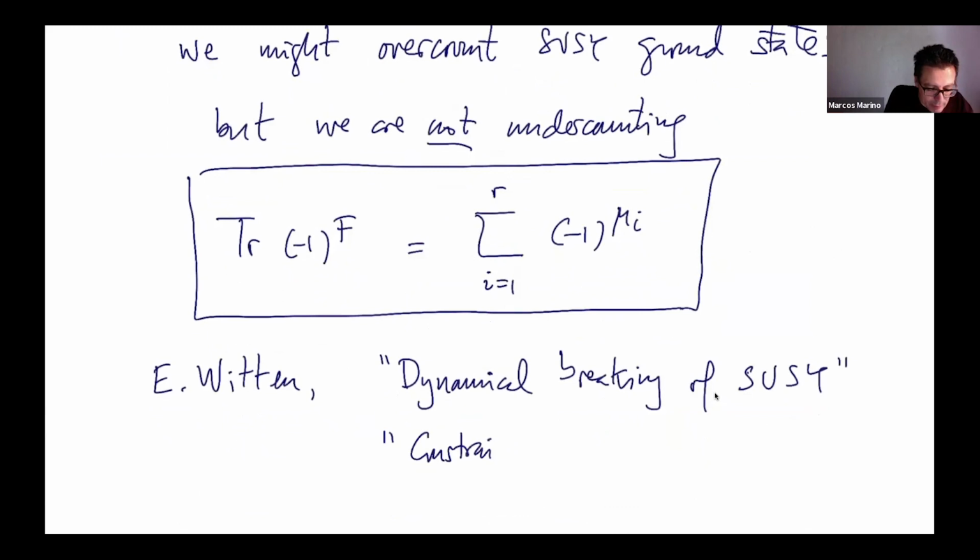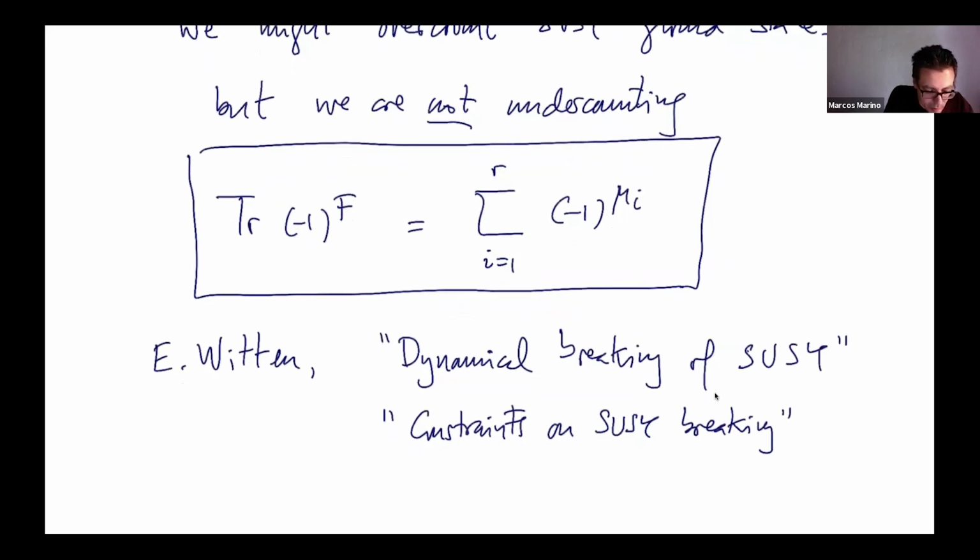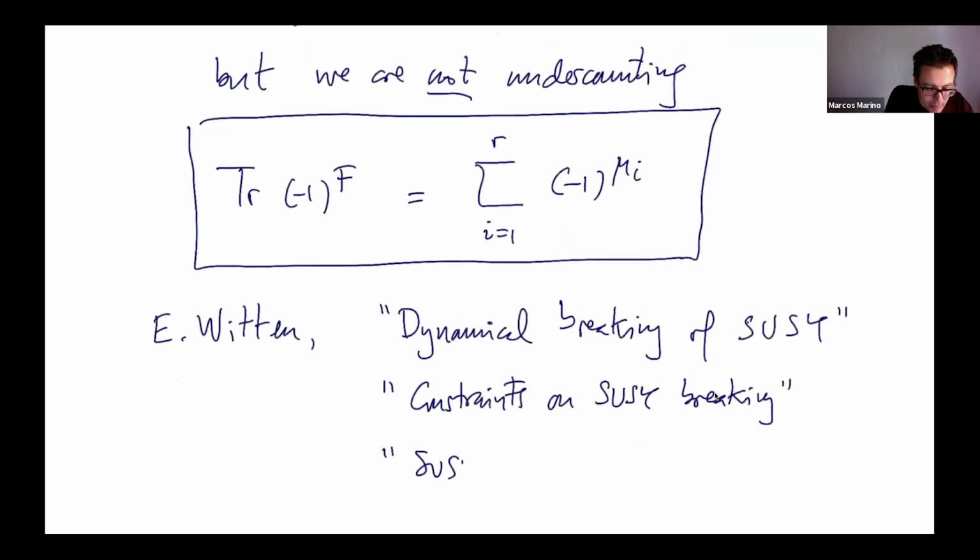Two physics papers: Dynamical Breaking of Supersymmetry and Constraints on Susy Breaking. And then a math paper, which is called Supersymmetry and Morse Theory. I really encourage you to have a look at these papers because, with what we explain in the course, you can read most of them. Everything I'm saying was just invented by Witten in these papers.